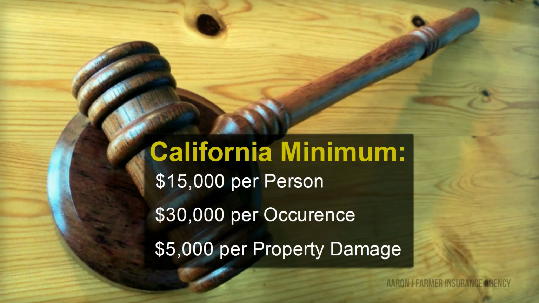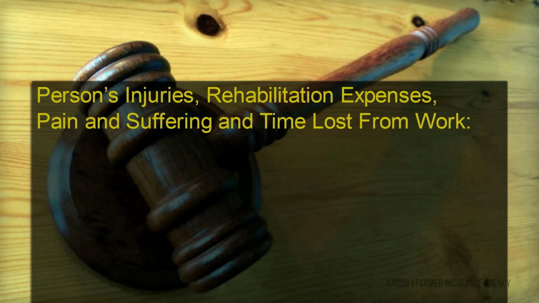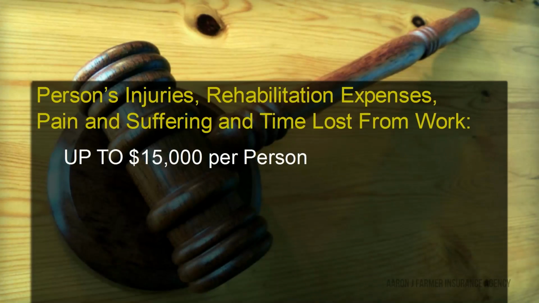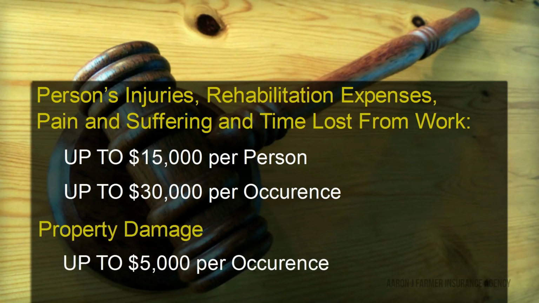This means your insurance company would cover the cost of anyone's personal injuries, rehabilitation expenses, pain and suffering, and time lost from work up to $15,000. They would not pay more than $30,000 for the accident, regardless of how many people were injured. This is the bodily injury portion of liability insurance. And your insurance company would also pay up to $5,000 for the property damage.